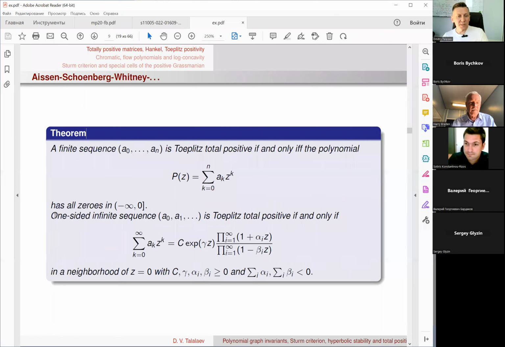And there is an infinite version of the statement, which is presented here. A one-sided infinite sequence of numbers is Toeplitz totally positive if and only if this series is expressed as some exponential factor multiplied by a ratio of products, where all zeros are negative and all poles are positive.